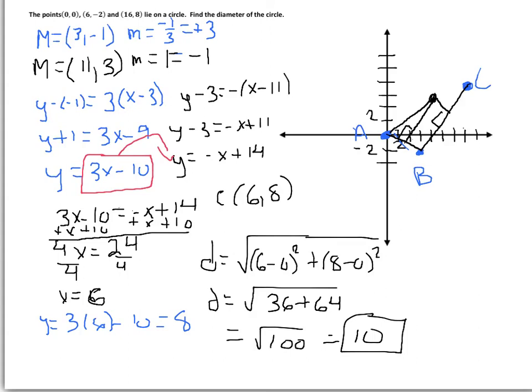And they want a diameter, so diameter is 20 units. So radius is 10, diameter is 20.